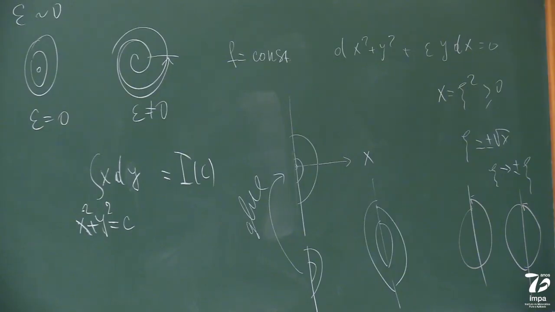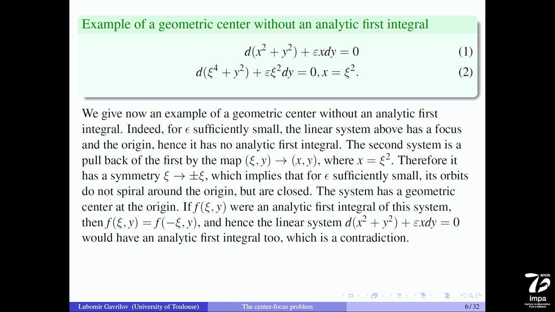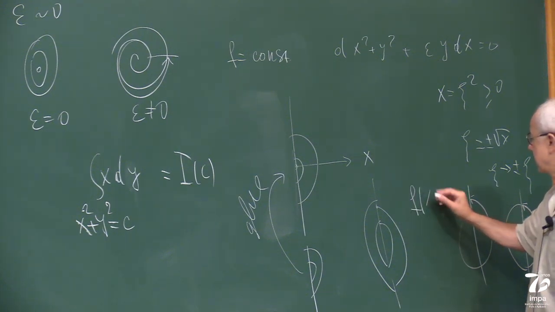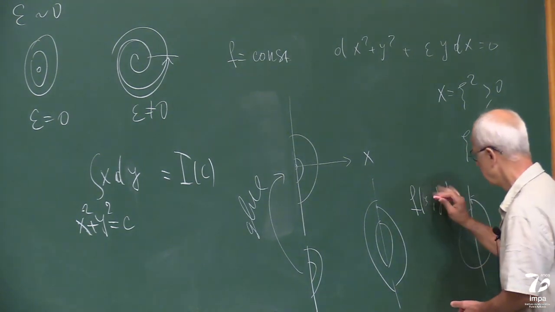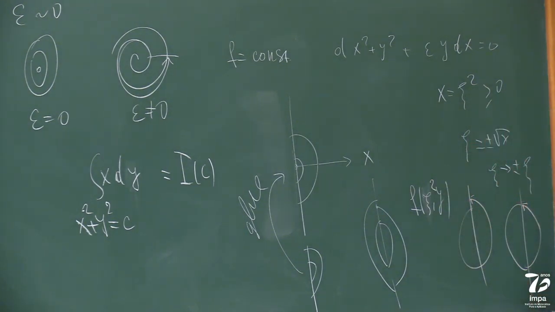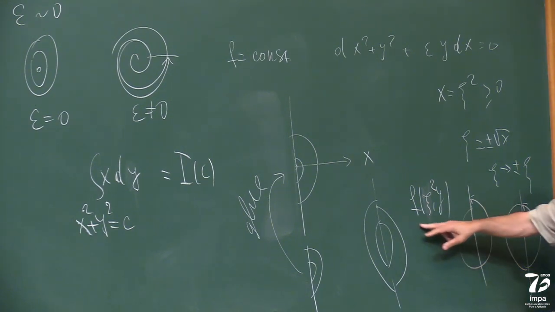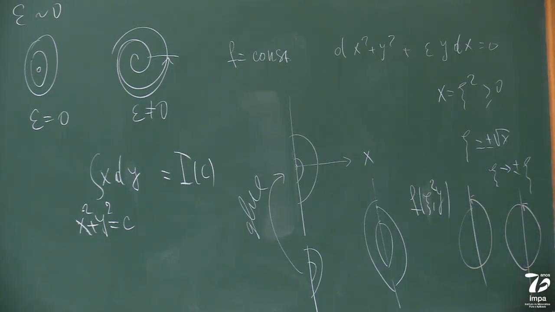But now, question: is it possible that this second system with a geometric center, which is nonlinear, has an analytic first integral? Let us suppose that there is a first integral, which is analytic. If there is a first integral, which is analytic, in xi and y, because of the symmetry of the system, this first integral is also invariant with respect to the symmetry. It means, in fact, that it depends on xi squared, but not on xi. That is to say, if you develop it into a power series, all terms which have an odd power will be zero. And so you have like this. So the particularity of this analytic function is that you can make a pullback of this function.